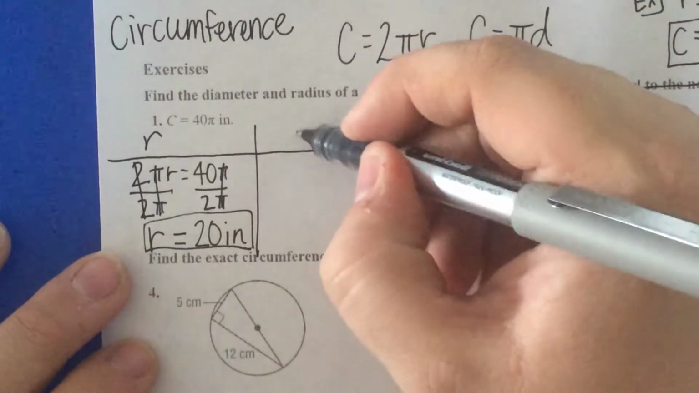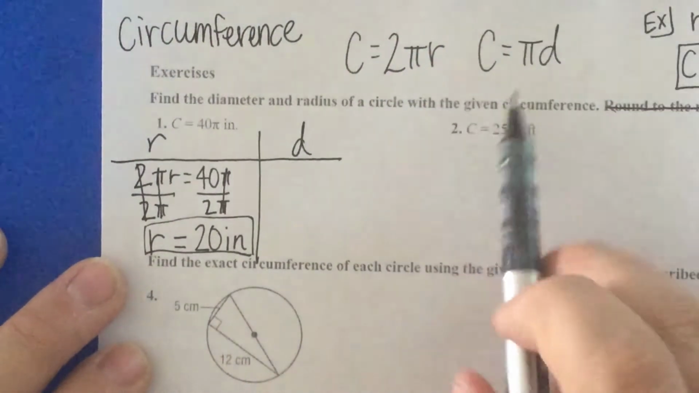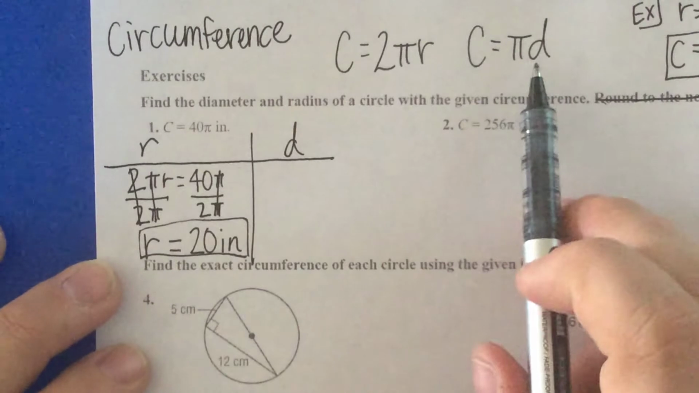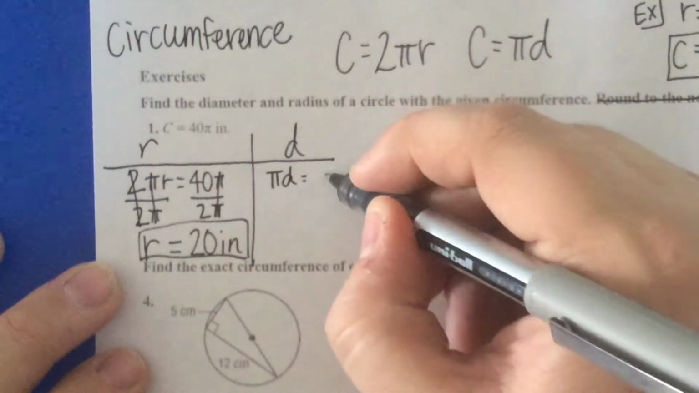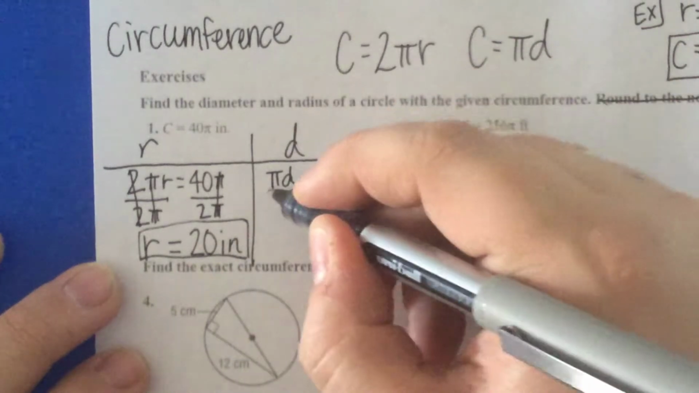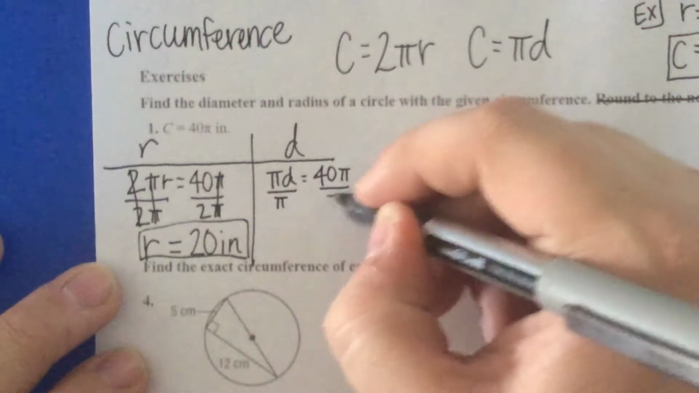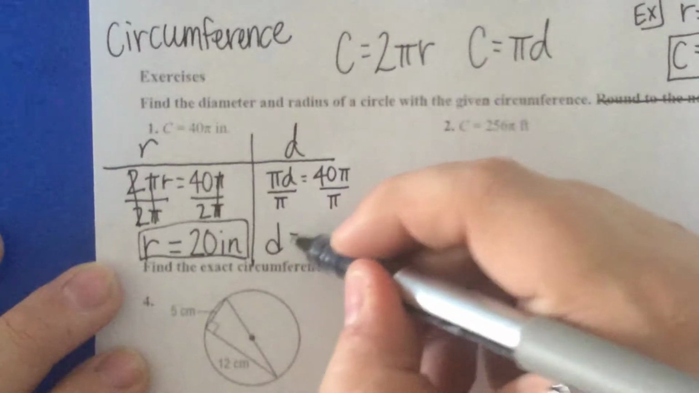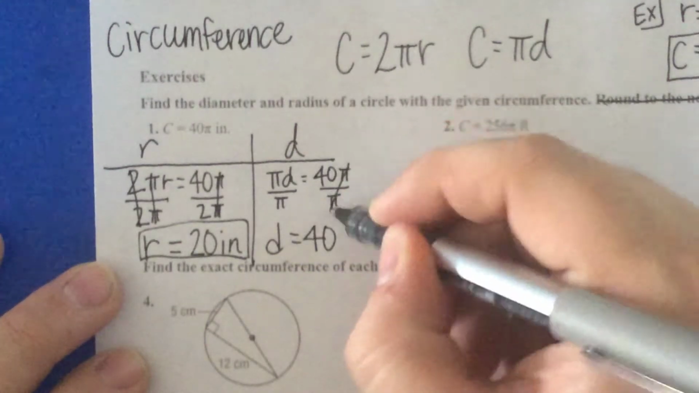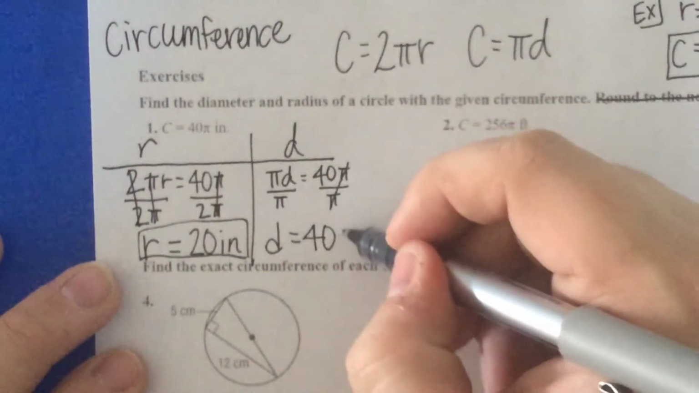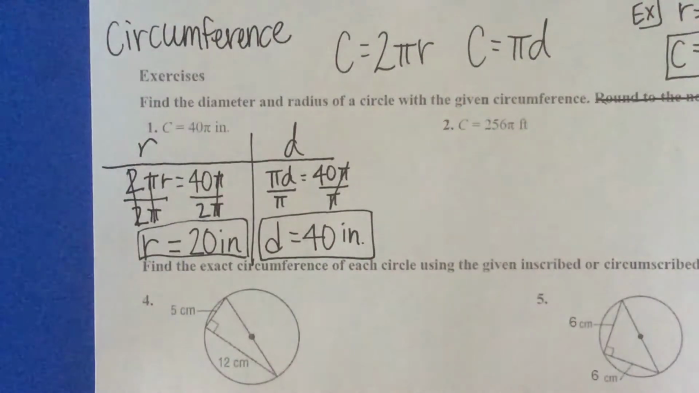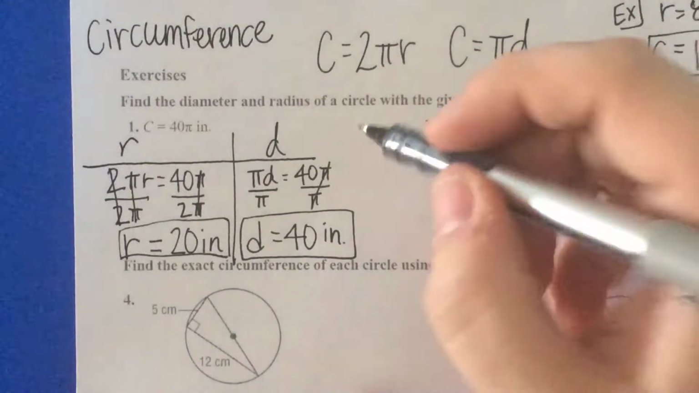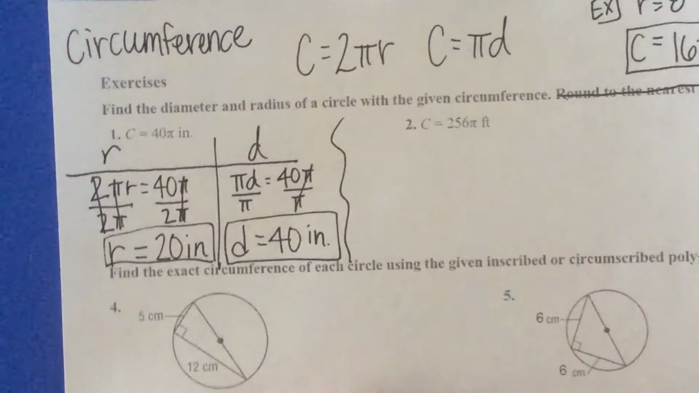Okay, so then diameter is going to be the same idea, except now we're using our formula that's pi times d. So we're going to say pi d equals 40 pi. Then we could divide by pi to get the diameter by itself, and the diameter equals 40 because pi divided by pi is 1. Now, some of you are probably asking, well, couldn't we have just multiplied the radius by 2? And you could. You could do exactly that. I'm just showing you both ways to solve. Okay, so these next two are the exact same way, right?